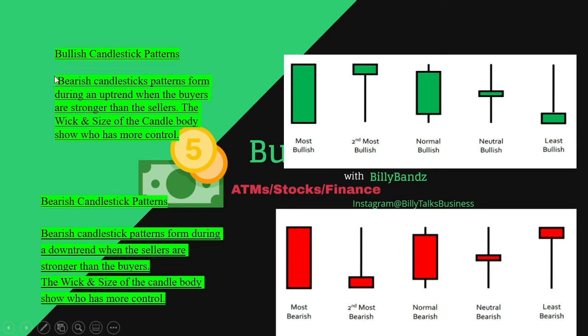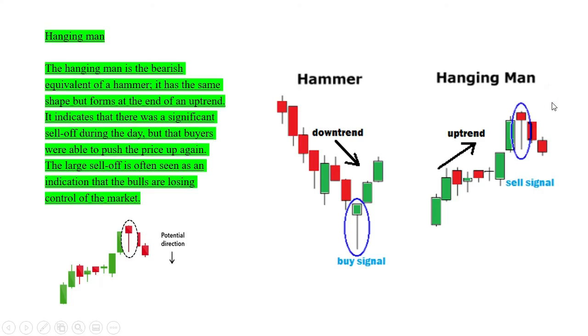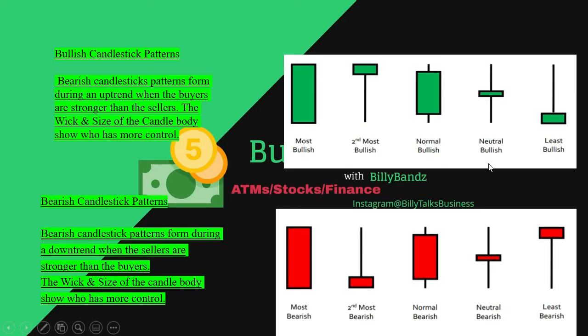Bullish candlestick patterns form during an uptrend when the buyers are stronger than the sellers. The wick and size of the candle body show who has more control. So we have the most bullish candle, the second most bullish candle, normal bullish candle, neutral bullish candle, and the least bullish candle, right? Because we have selling pressure. That's why this is least bullish, because the selling pressure is coming in.